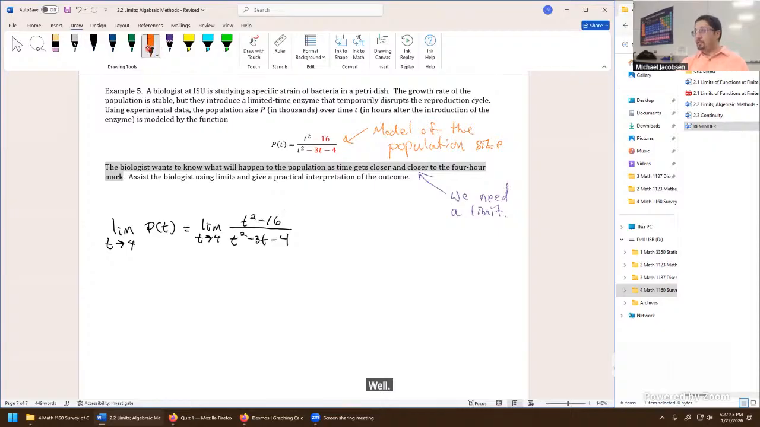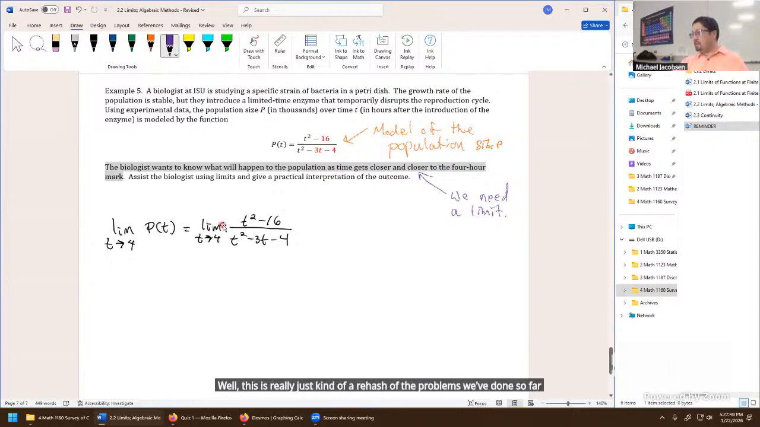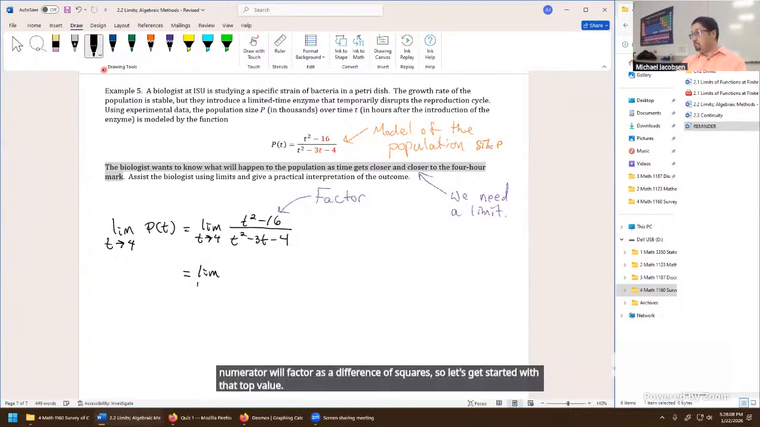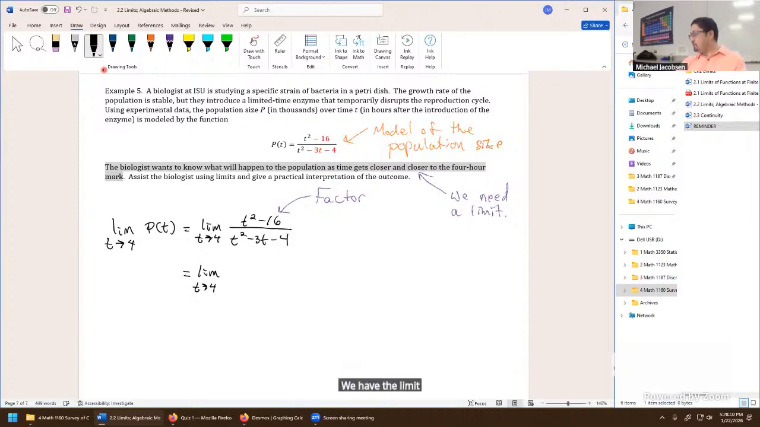Well, this is really just kind of a rehash of the problems we've done so far on example 4. If you see a polynomial divided by a polynomial, and we know we can't plug in 4, we got undefined in the calculator, probably our best next technique is just to factor this one. Numerator will factor as a difference of squares, so let's get started with that top value. We have the limit as time gets closer and closer to 4 hours.